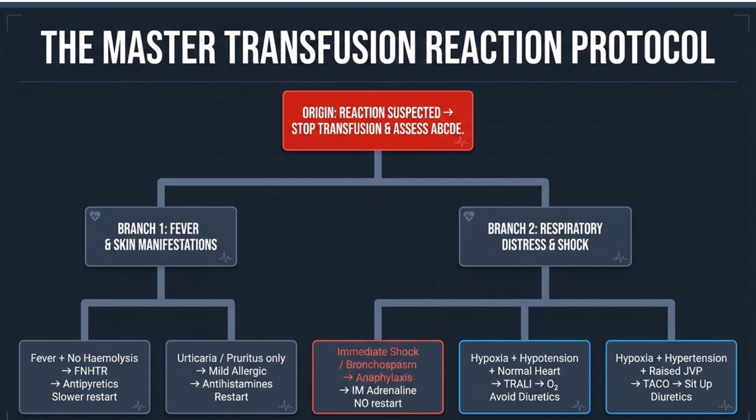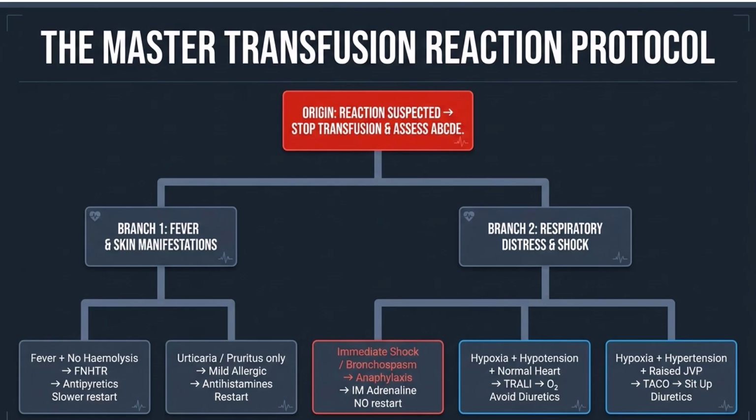Then the middle leaf is hypoxia plus hypotension plus normal heart, that is TRALI. Management is oxygen and ventilator support. Avoid diuretics. The right leaf states hypoxia, hypertension and raised JVP. The diagnosis is TACO. Management is sit up and give diuretics.